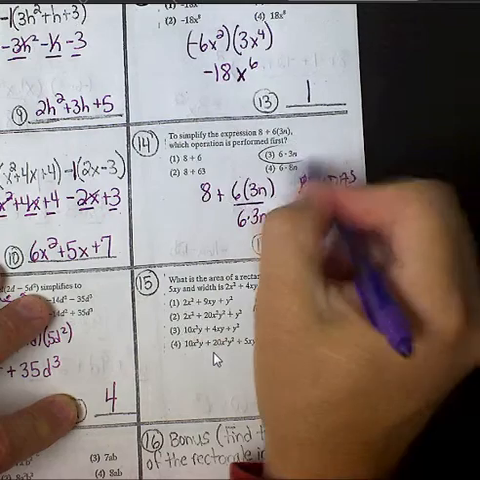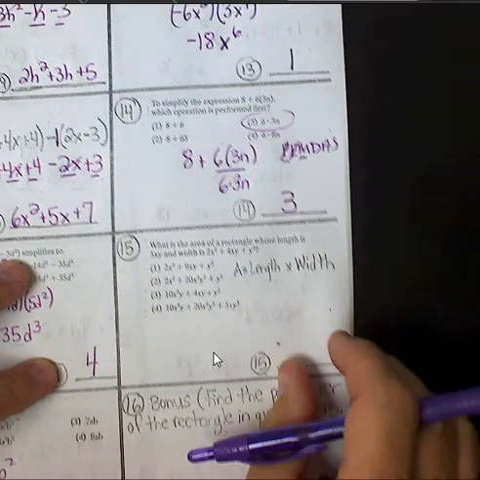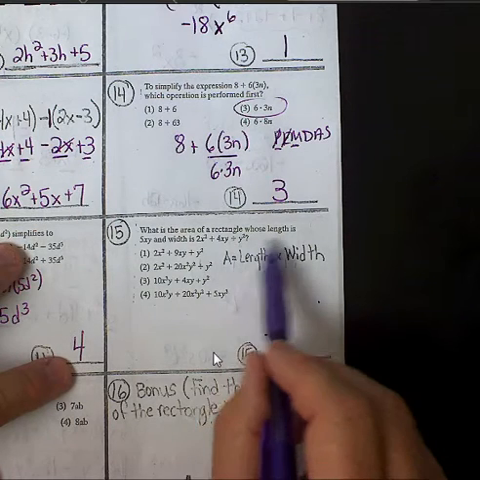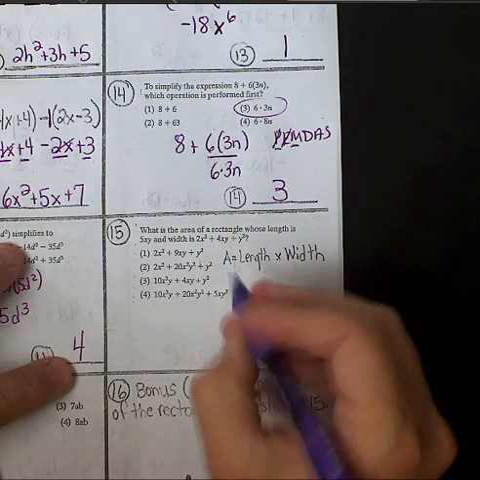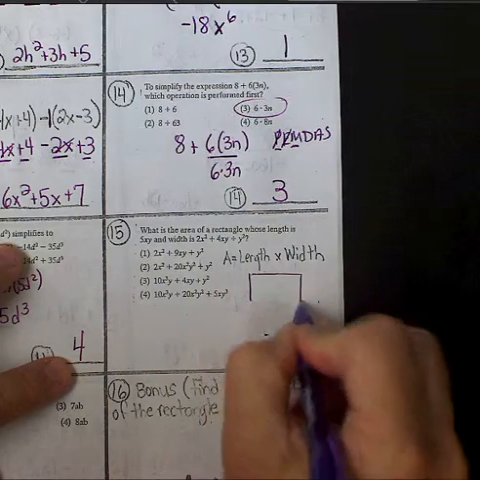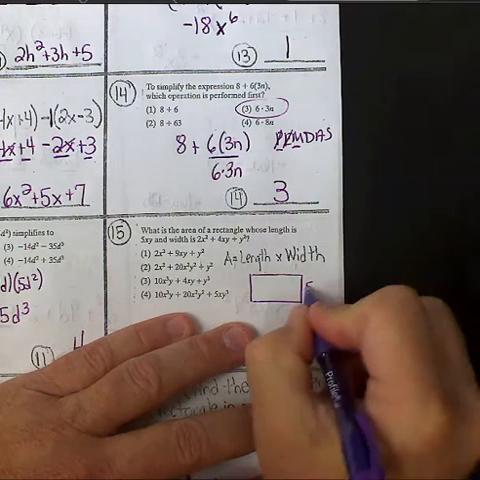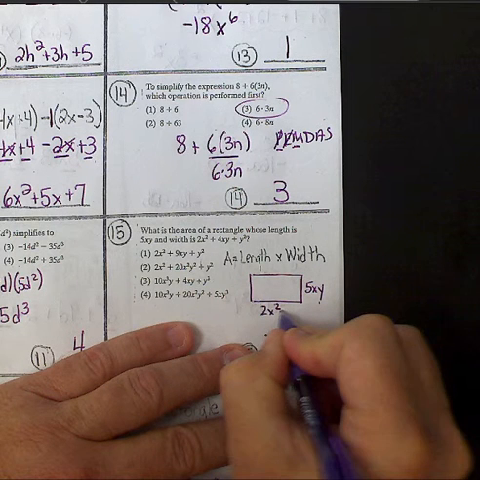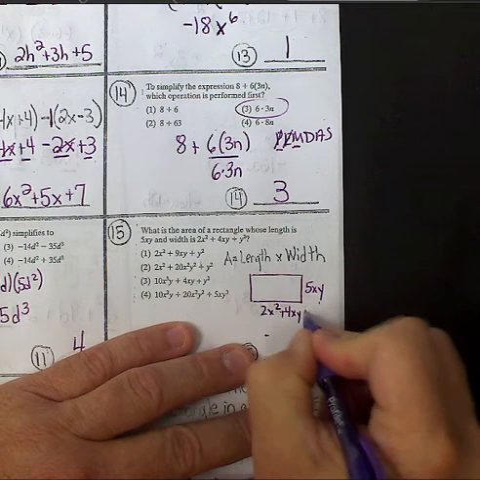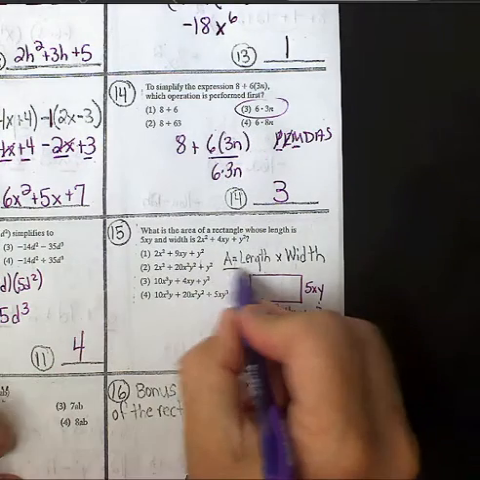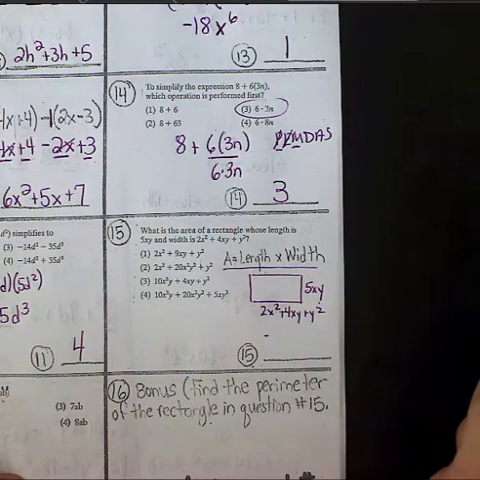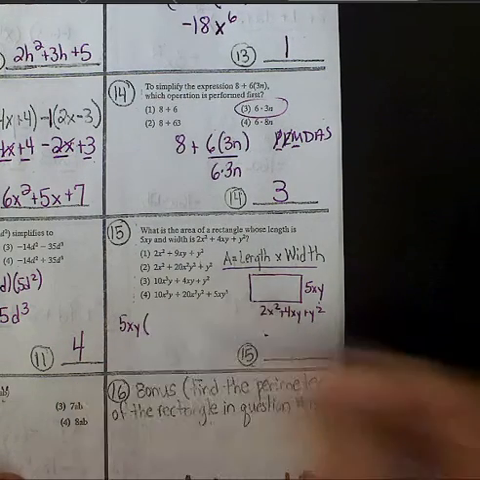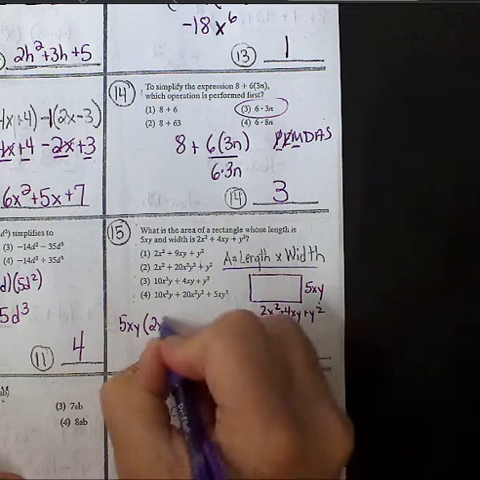Okay, that's right there. And number 15, last question before the bonus. What is the area of a rectangle whose length is 5xy and whose width is 2x squared plus 4xy plus y squared? So we can draw this just to see it. We have a length of 5xy, and we'll have a width of 2x squared plus 4xy plus y squared. And according to what is written up here, the area of a rectangle is length times width. So I simply take the width, and I'm going to multiply it by the length.